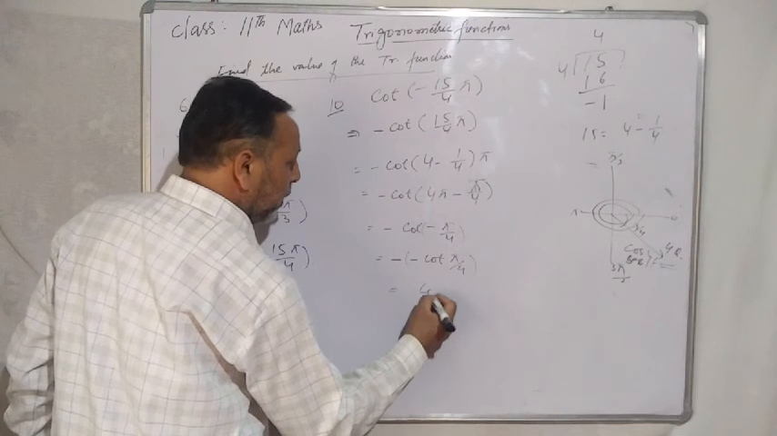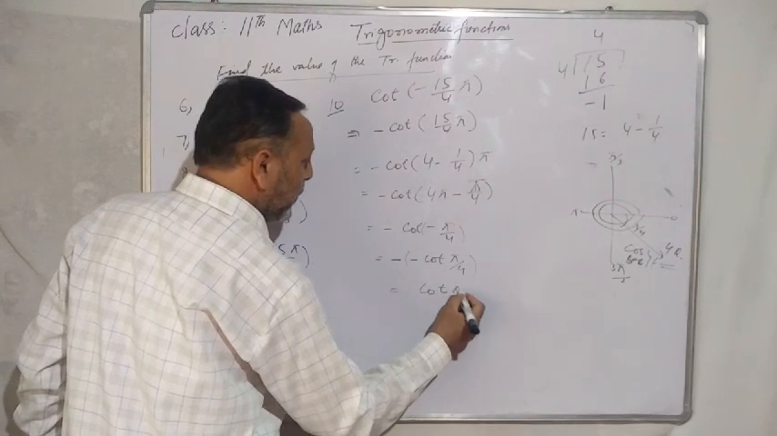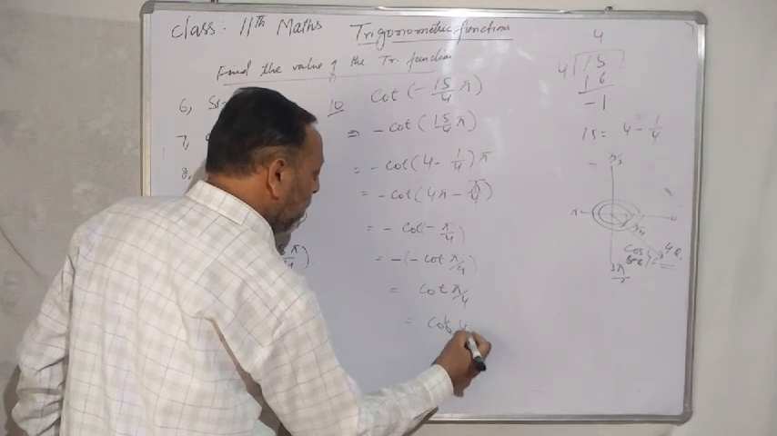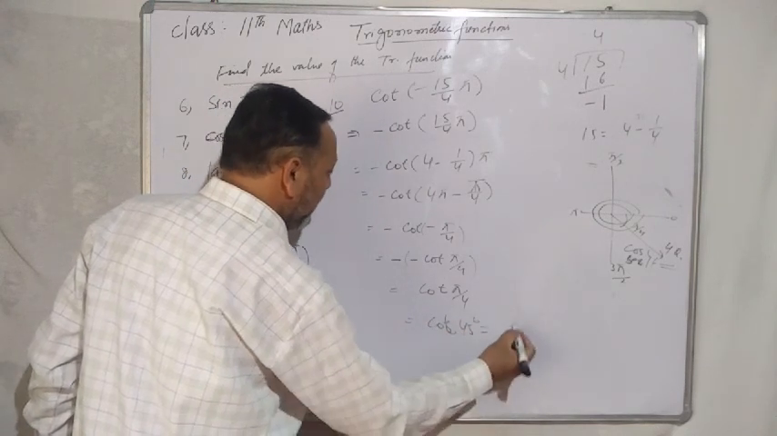minus minus plus, which is cot pi by 4. Cot pi by 4 means cot 45 degree. And I know that cot 45 is 1.